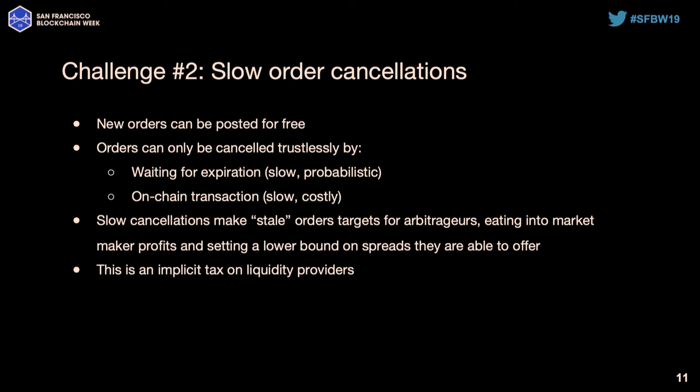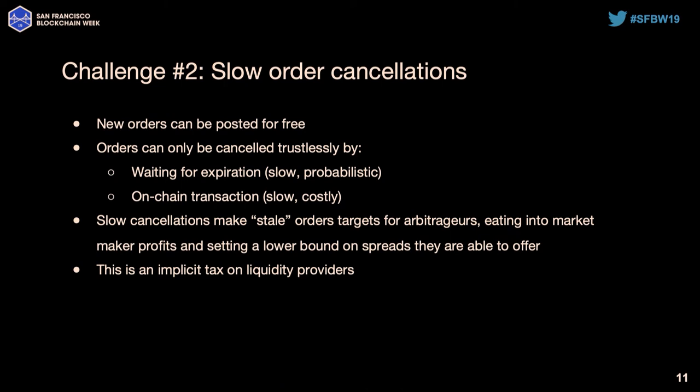The second way to cancel an order is with an on-chain transaction. And the problem with this is that they are limited by block times. So it's going to be a minimum of 15 seconds before your order can actually be canceled, and a lot could happen in that 15 seconds. And you're also paying transaction fees for these cancels. These are the only ways to really cancel orders in a trustless way.